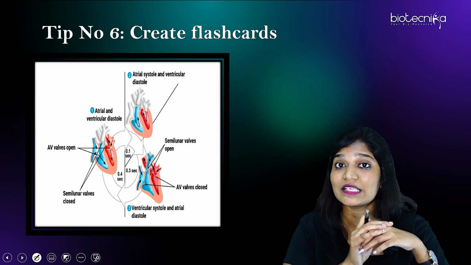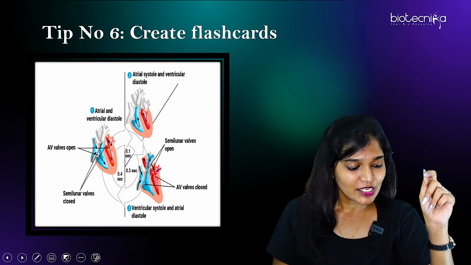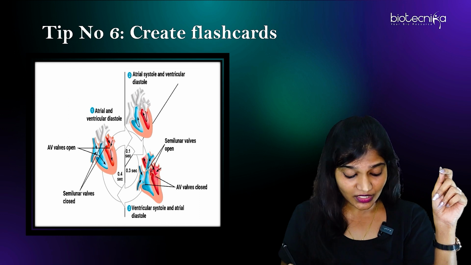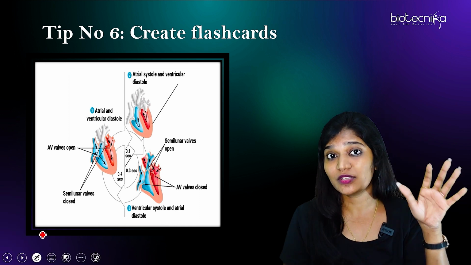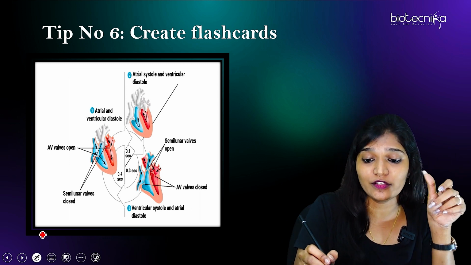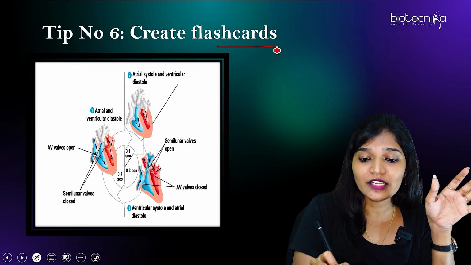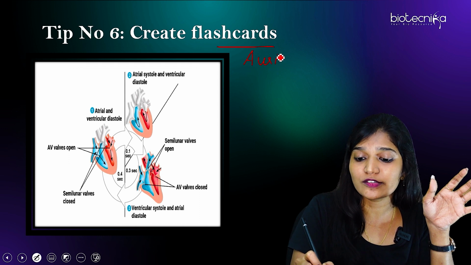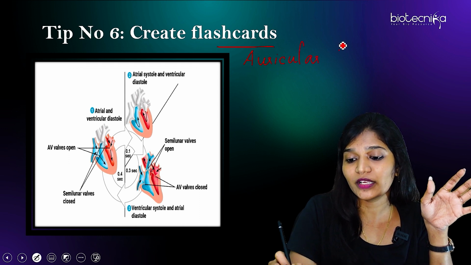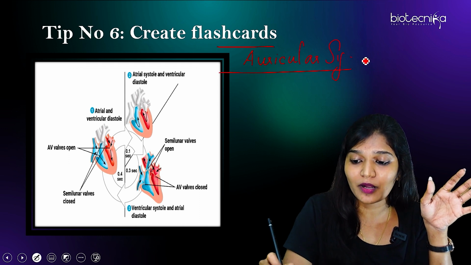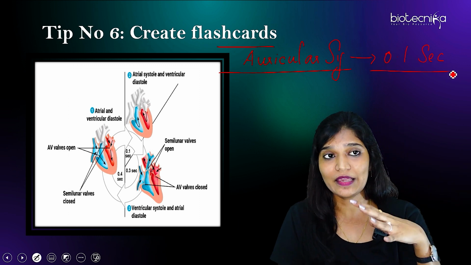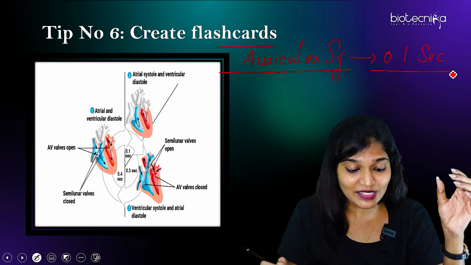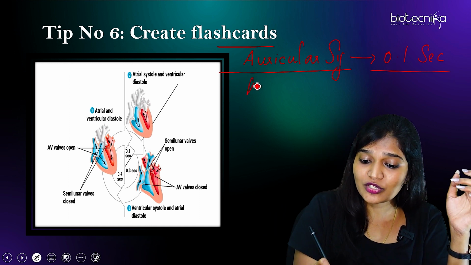Next, tip number 6: create flashcards. Here we already know about the cardiac cycle, which is a very important chunk in this unit. We already know about the auricular systole. Systole means contraction. Auricular systole usually lasts about 0.1 second, where the right and left auricles contract for 0.1 second. And then the ventricular systole.